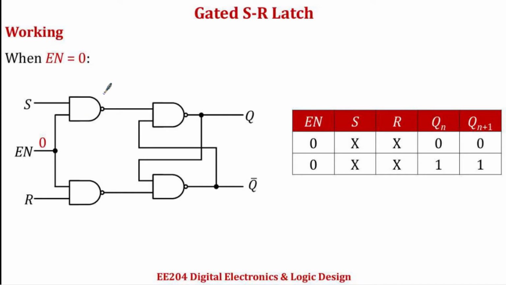വെൻ EN is equal to 0, what happens? ഈ NAND ഗേറ്റിൻ്റെ ഒരു ഇൻപുട്ട് 0 ആയി കഴിഞ്ഞാൽ ഒബ്വിയസ്ലി ദി ഔട്ട്പുട്ട് ഇസ് ഗോയിങ് ടു ബി 1. ഇവിടെയും അതേപോലെ തന്നെ. ഇവിടെ വരുന്ന ഇൻപുട്ട് എന്താ? Q ആണ്, irrespective of the value. It can be either 0 or 1. ഇവിടെ വരുന്ന വാല്യൂ ക്യൂ ബാർ.